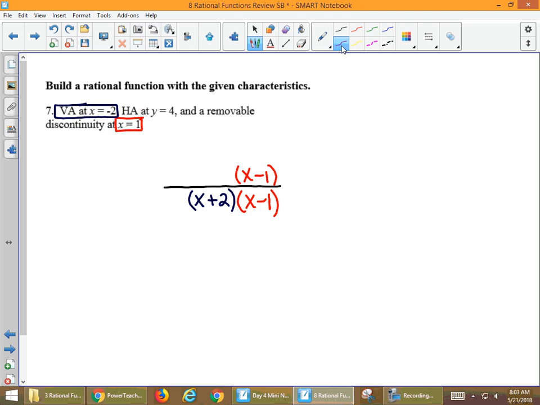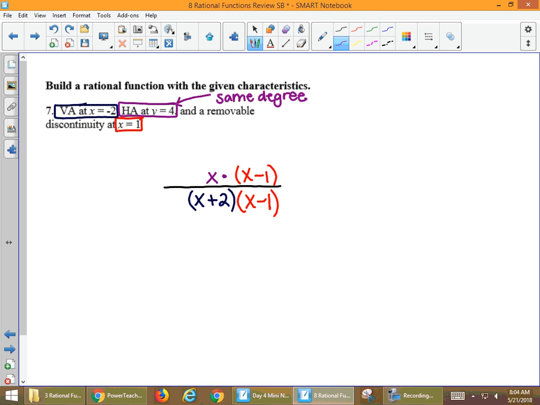And a horizontal asymptote at 4, so since it's other than 0, that means since it's y equals a number, I need the same degree on the top and bottom. And I need that ratio of those leading coefficients to be 4. Right now I have one x in the top and 2 in the bottom, so I need another x on top. And you can make it like that, which is going to give us a 0 at x equals 0.